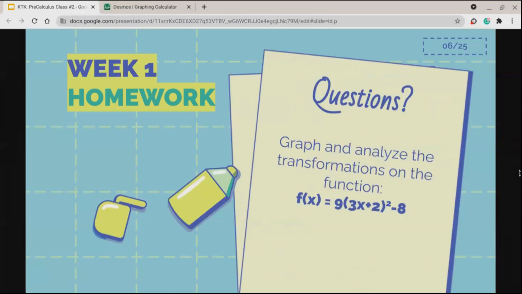So before we start over our class, let's go over last week's homework, which is graphing and analyzing the transformations on the function f of x is equal to 9 times (3x plus 2) whole squared minus 8, which is a quadratic function in vertex form. Before I go through the answer, would anyone like to share the way they completed the problem, or their answers? You can share it in the chat, or in the Q&A window.